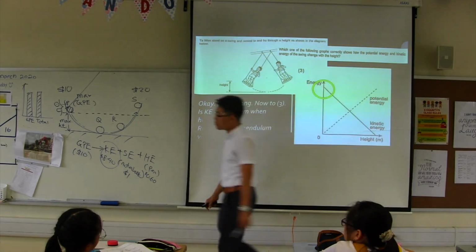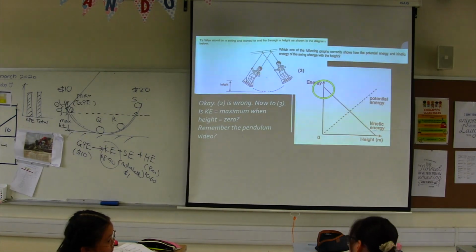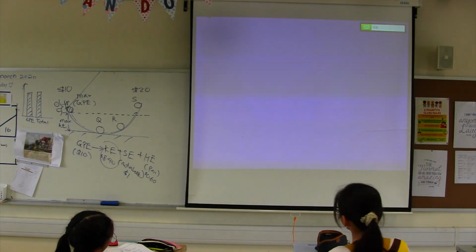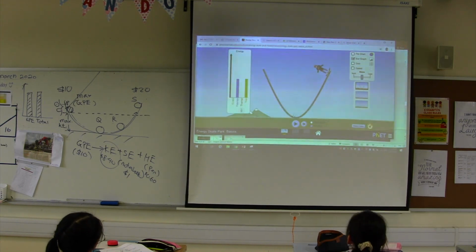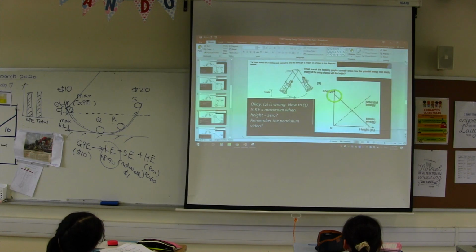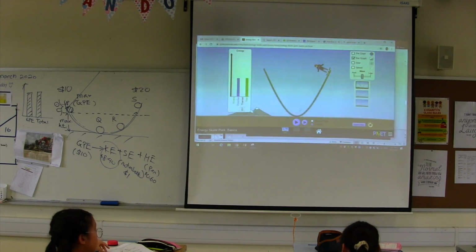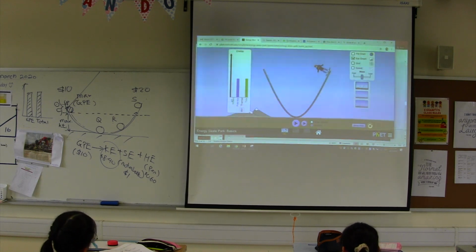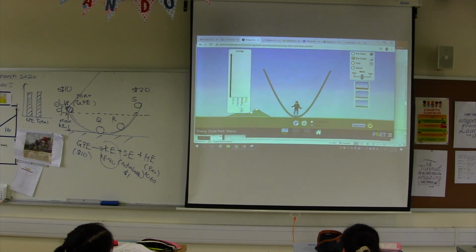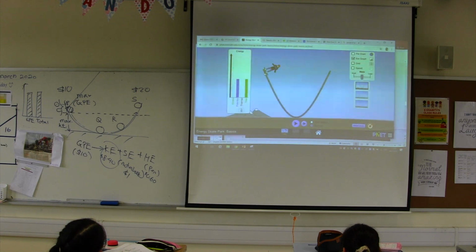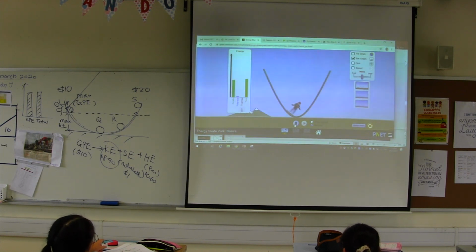Okay, now I'll go back to the skate park again. Skate park is very useful. Don't just see it as playing and say I have no time, I must do my work. Now, this is the lowest part, right? Same idea. Let's see where the KE is. Watch out for this green bar. It's the maximum where this person is at the lowest point. Okay, stop moving. Highest point goes to 0. The lowest point is when it's the fastest, when it has the most kinetic energy.